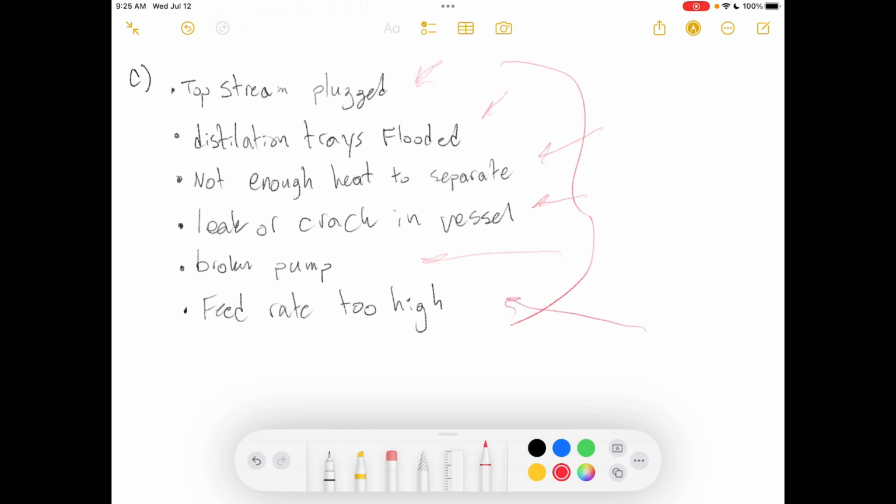The last one is the feed rate's too high. Well, that kind of goes into having a flooded column as well, but maybe your flow meter on your feed is not working right, and so you think you're at a certain flow rate when you're actually not, and your flow rate is a lot higher than it should be. Then that would also cause this flooding problem, kind of tied together with that. So anyway, those are a few things that can go wrong with the distillation column.